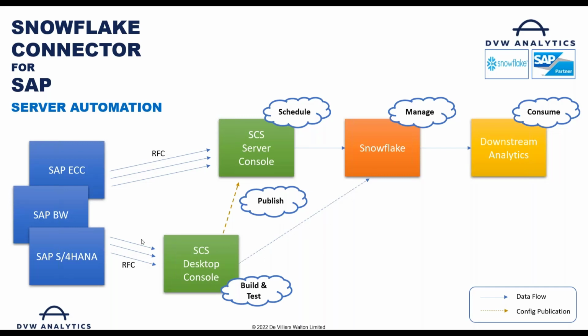Once you're happy, then you publish that connectivity into the server together with its Python script, and you schedule that script to run on the schedule you're interested in. That then will automate that call. It will pull across the data into Snowflake, refreshing it every day, every hour, whatever is necessary. So automatically you're pulling data and servicing Snowflake with SAP data ready for downstream consumption.